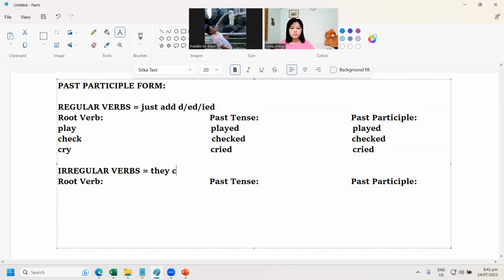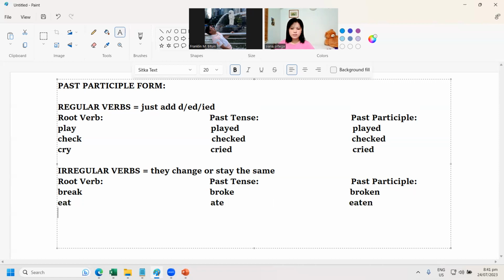They change or stay the same. Example, you say break. Broke, then broken. Exactly. Broke and then broken. You say eat. What's the past tense of eat? Ate. And what is the past participle form? Eaten. All right, very good.